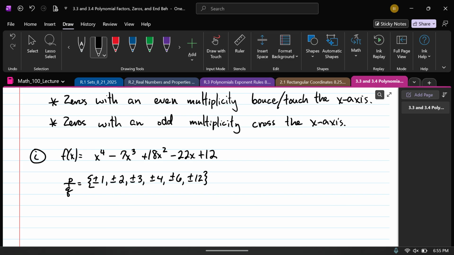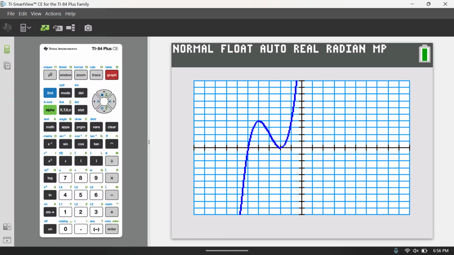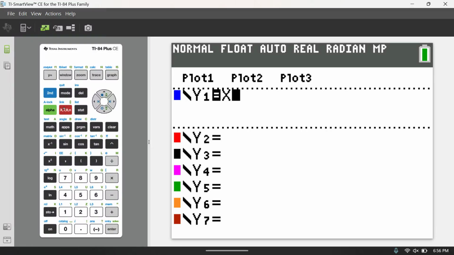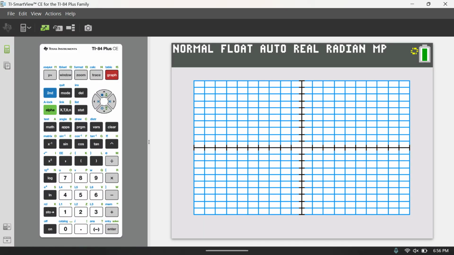So I'm going to try to find what to use with synthetic division. What do I use out of that list? The easiest way to find that is to graph it and see where it crosses or touches the x-axis. Hopefully it does somewhere. X raised to the 4th minus 7x raised to the 3rd plus 18x squared minus 22x. What'd you say? Where's it crossing at? 2 and 3.